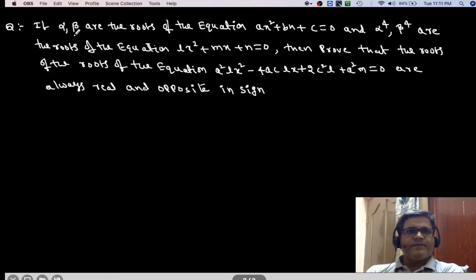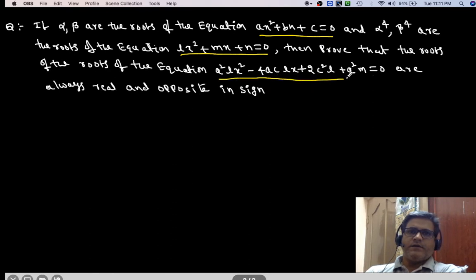The question is, if α, β are the roots of the quadratic equation ax² + bx + c = 0, and α⁴, β⁴ are the roots of the quadratic lx² + mx + n = 0, then prove that the roots of the quadratic equation a²lx² − 4aclx + 2c²l + a²m = 0 are always real and opposite in sign. This is what we need to prove.